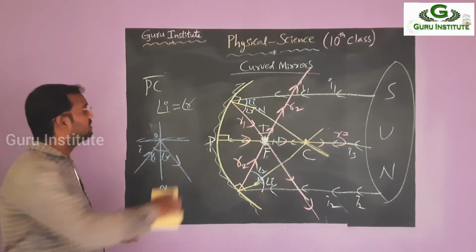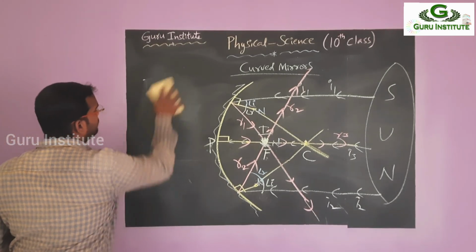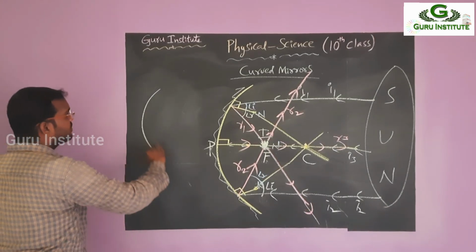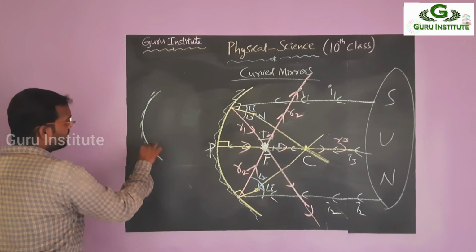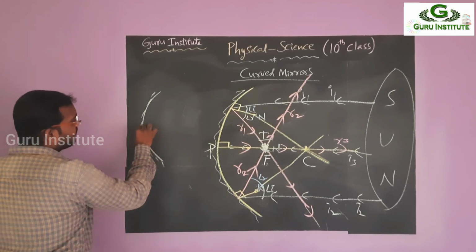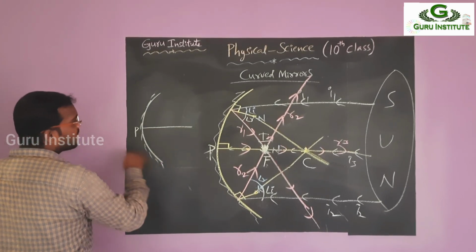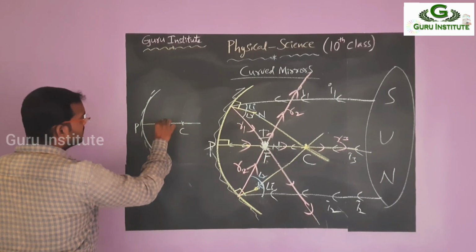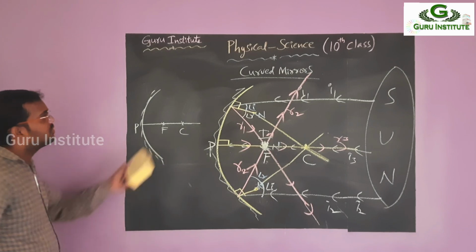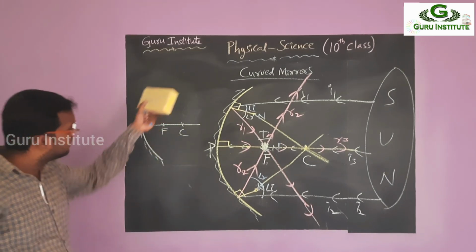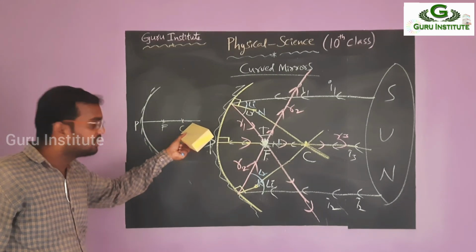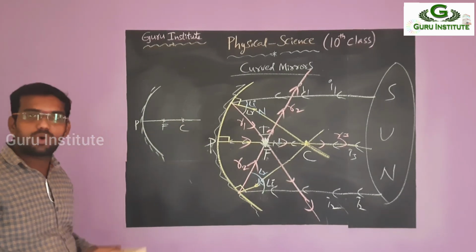We have to draw a little bit clearer. So without the rays, I am drawing this one. This is the mirror. For our mirror, always draw the shading. So this is the principal axis. So what do you get here? This is C. This is F. If you observe this one, what is the method to draw? First the mirror, then shading, then pole, then center of curvature, then principal axis, then focus, right?